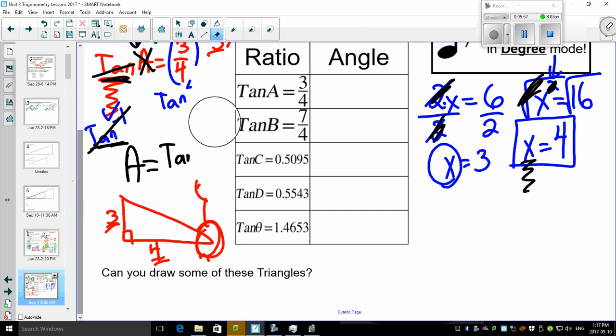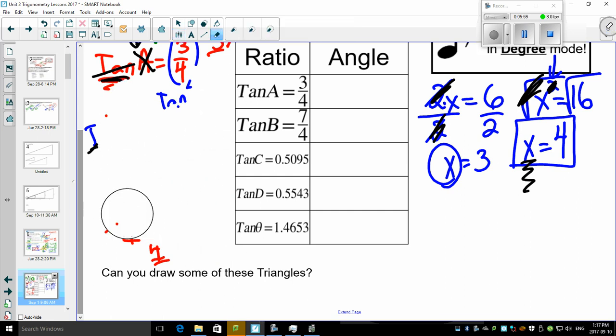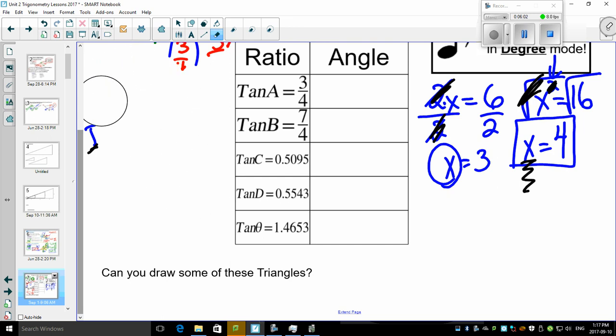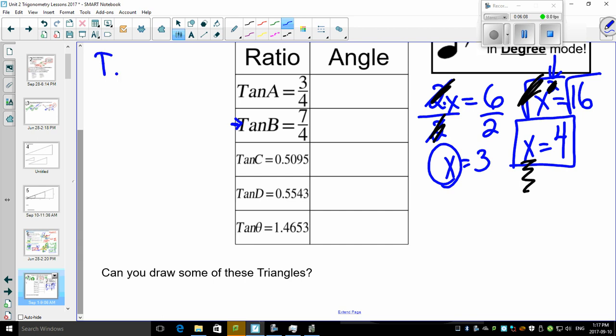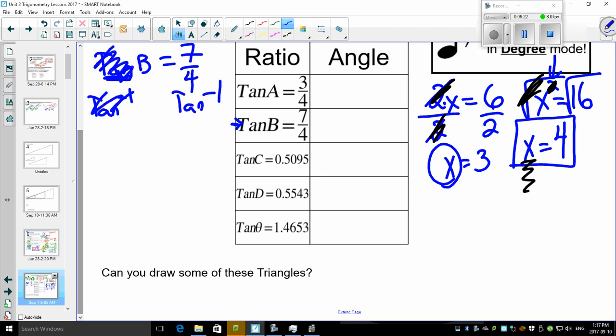Question tan B, which is the second one here. Let me erase this and get it out of the road. Okay, everything's nice and clean. Let's go to tan B. If you look, tan B equals 7/4. We want to get rid of the tan, so what you do to one side, you do to the other. That cancels with that, leaving you B behind. So B equals tan to the minus 1 of 7/4.